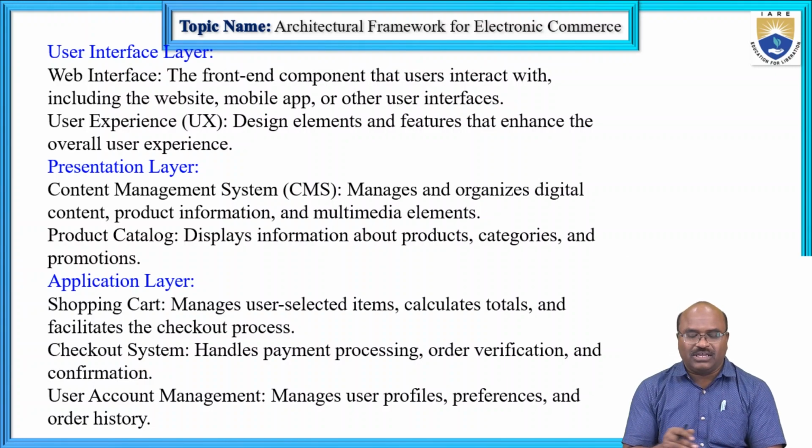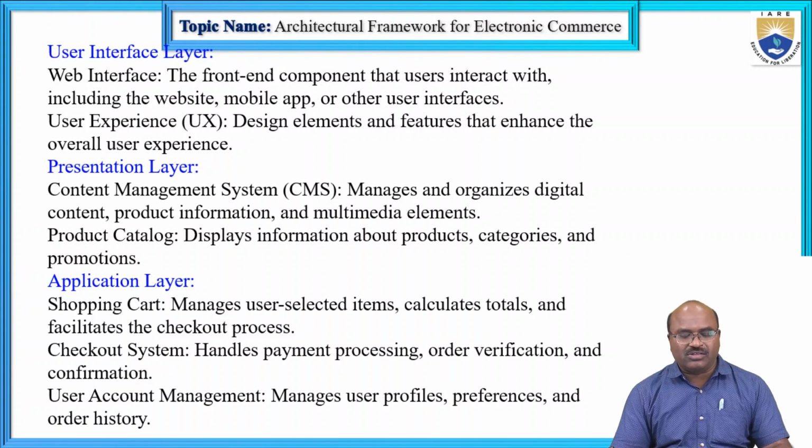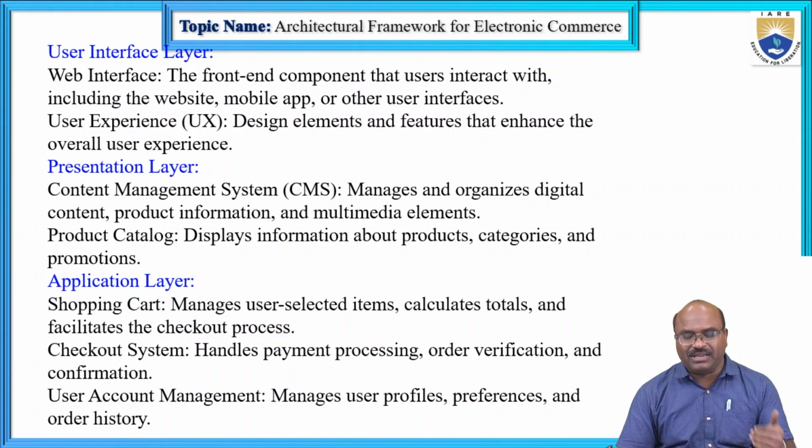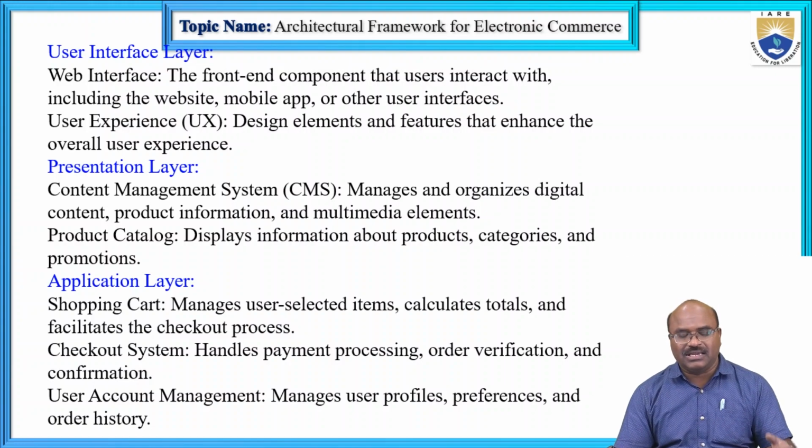Here two things are there: one is the CMS and the other is the PC. PC stands for product catalog. CMS is nothing but managing and organizing the digital content, product information, and multimedia elements, and the product catalog displays the information about the product, categories, and promotions. This is called the presentation layer.